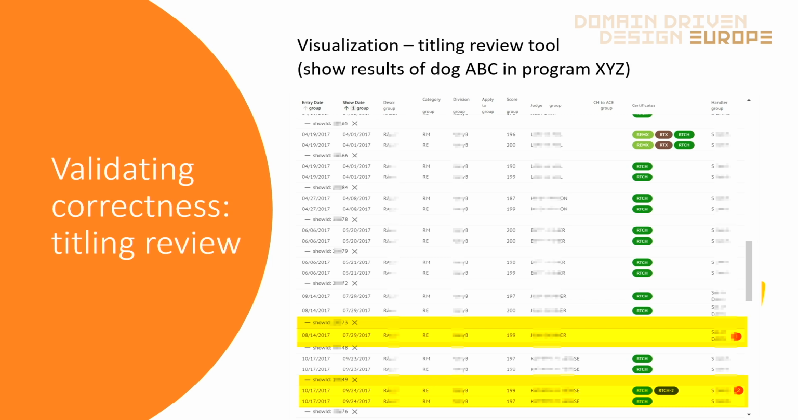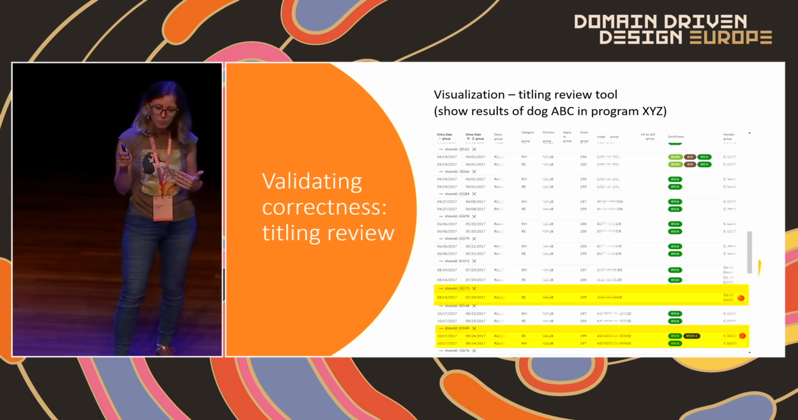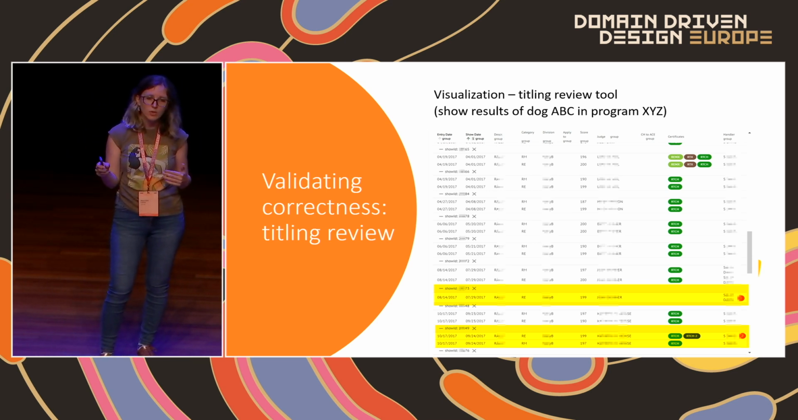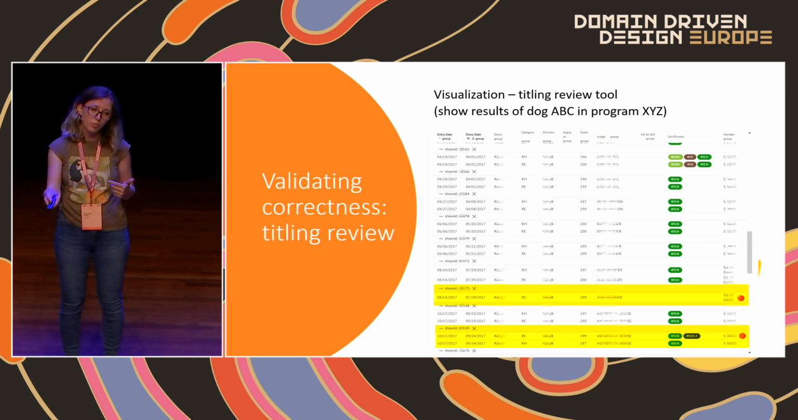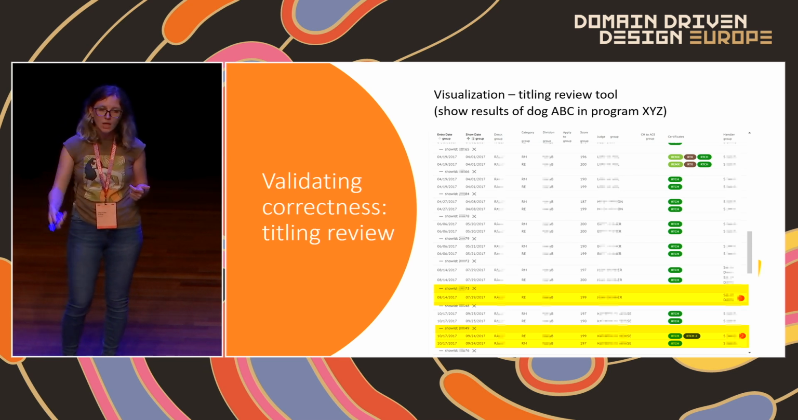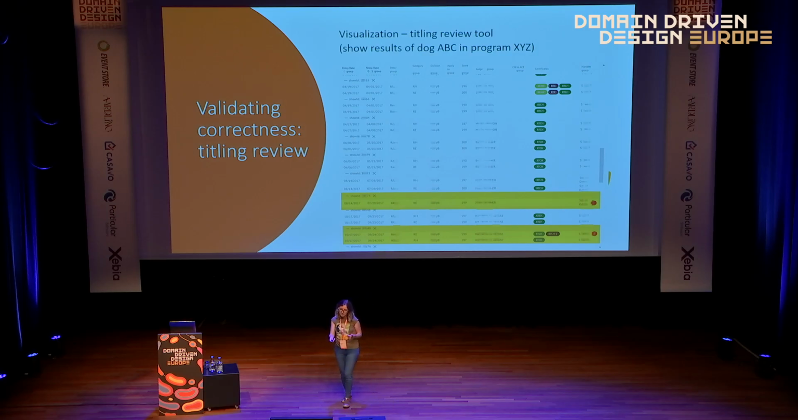The idea was very simple. For one doc and one program, you would show a list of their show results. And that could be filtered, sorted. It could also be grouped, like here by show ID. And right away, you can see some interesting things, right?